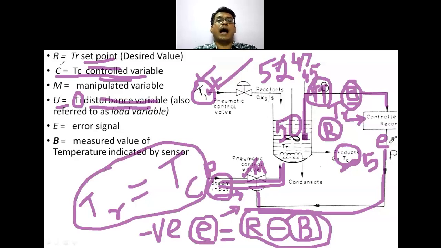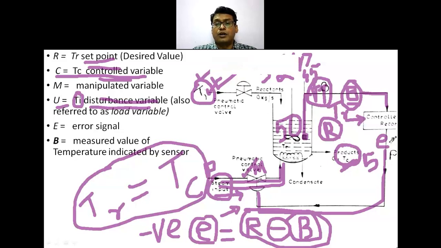So this R is your set point, TC is the control variable, M is the manipulated variable. Manipulated variable is the position of a control valve. U is the load variable or a disturbance variable. E is the error generated, and B is the measured value.